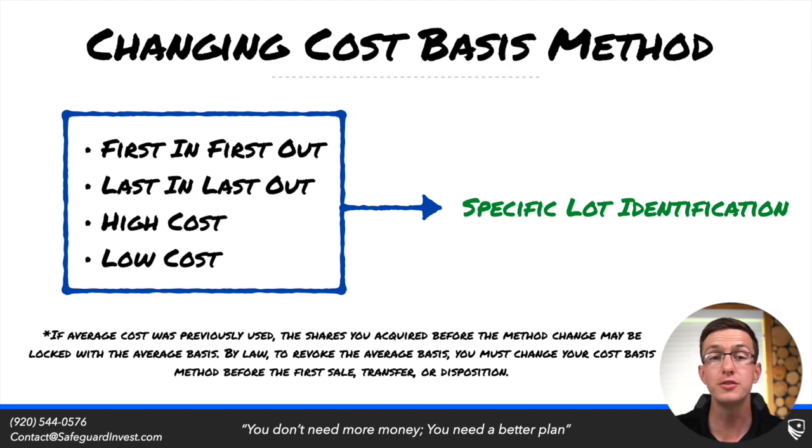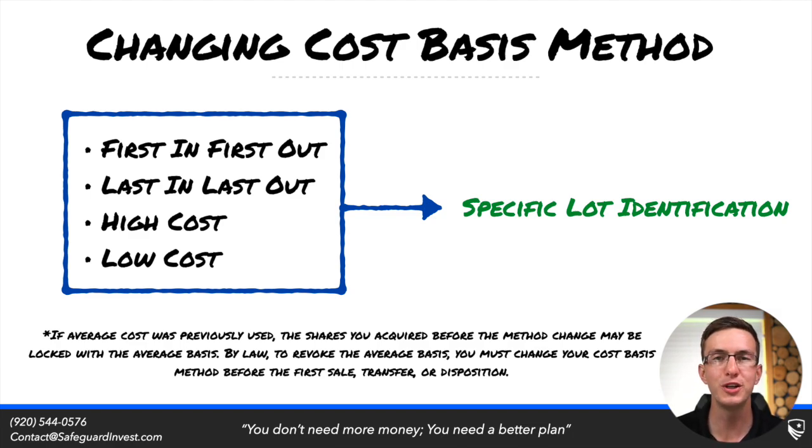Unfortunately, most custodians by default use the wrong cost basis reporting method. The good news, however, is you can change this cost basis reporting method with very little negative repercussions. If you're using the first in, first out, last in, first out, or high or low cost methods, you can generally change these to the specific lot identification method without any negative repercussions. However, if you're using the average cost method and you've already sold some shares of that given investment, unfortunately, you can typically not change that cost basis reporting method moving forward.